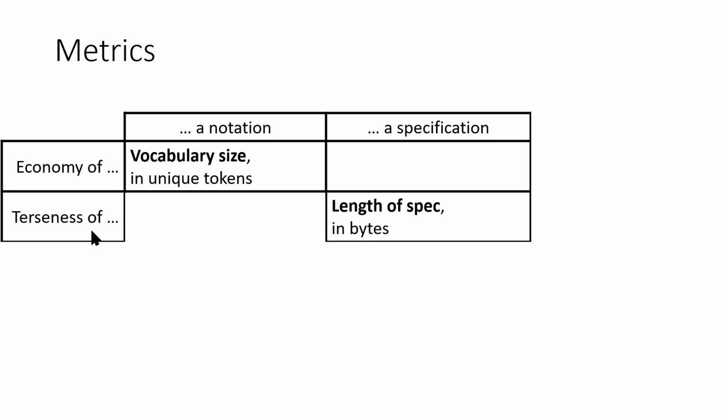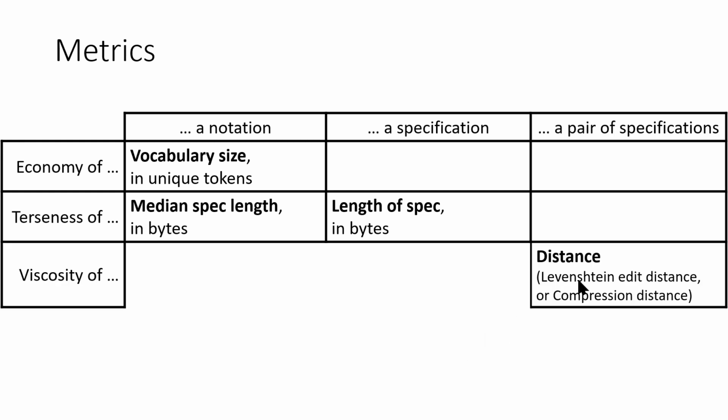Another cognitive dimension is terseness. So how short is a specification? That's terseness, and we capture that simply by looking at the length of a specification, and we compute that in bytes. So we count the number of bytes in each spec. Now we can also compute the terseness of a notation by looking at the median length of the specs in that notation.